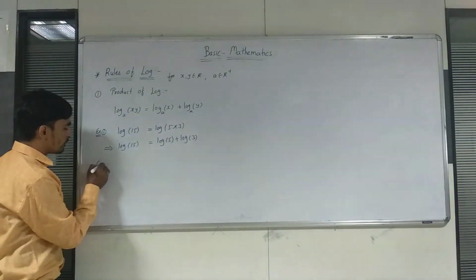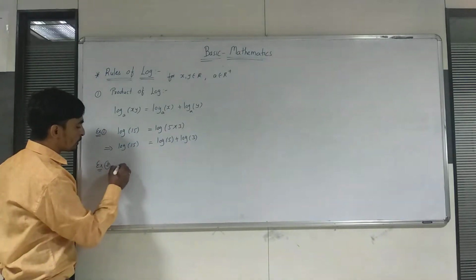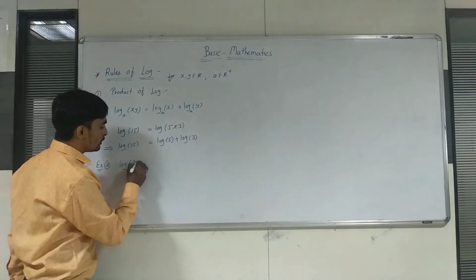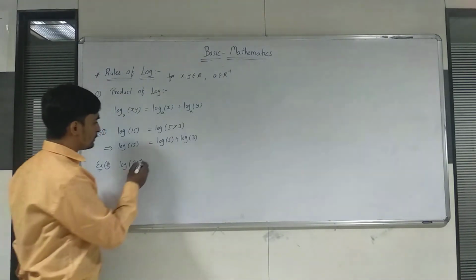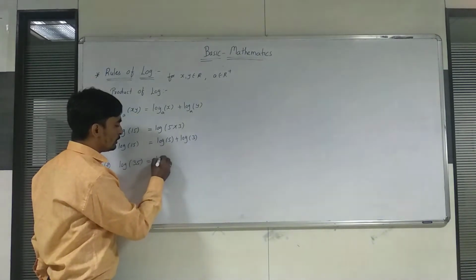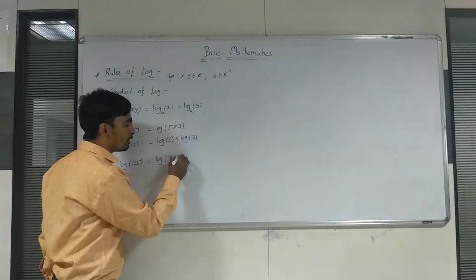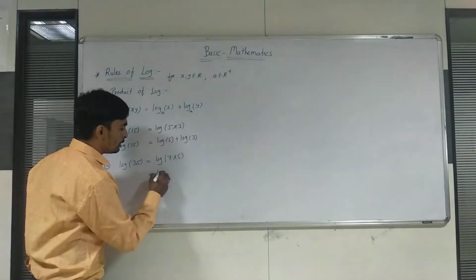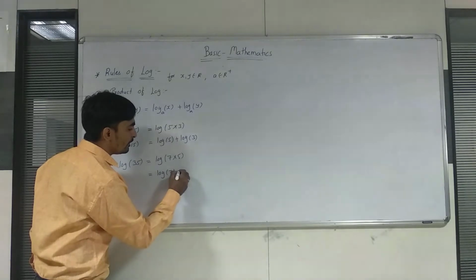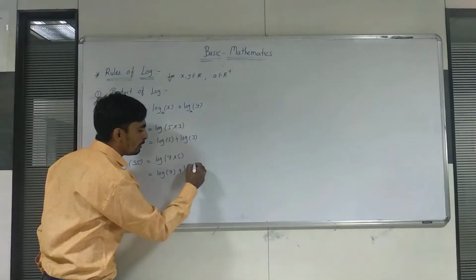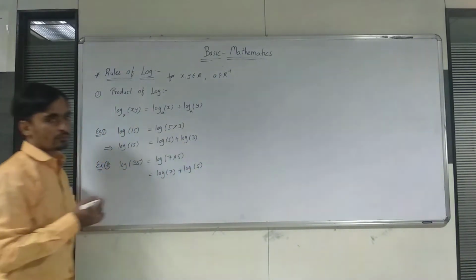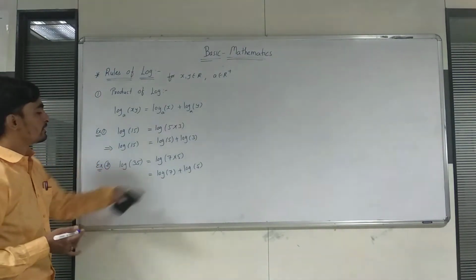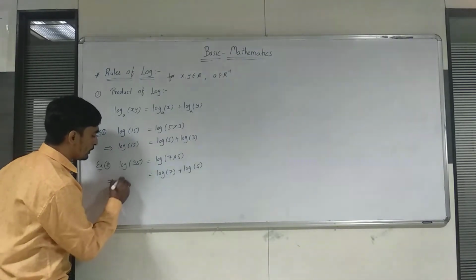One more example. Log of 35. You can write 35 as 7 into 5 or 5 into 7, depends. This becomes log of 7 plus log of 5. If no base is given, it means it is base 10. So we can write this as log of 35.